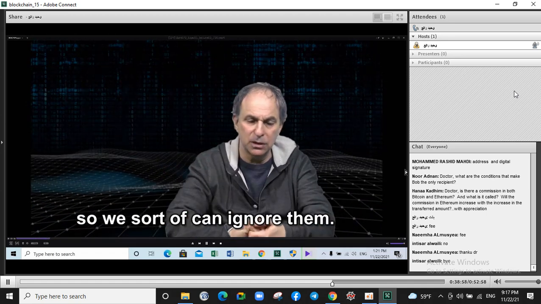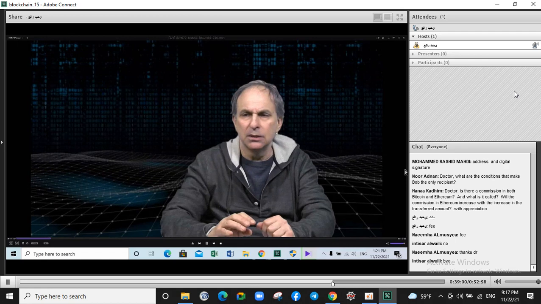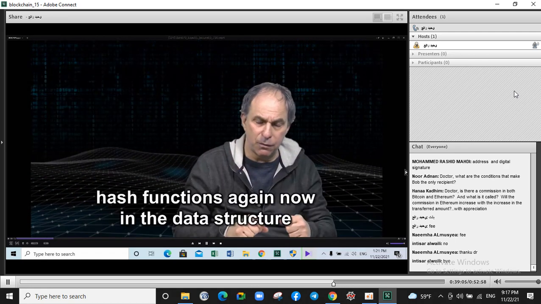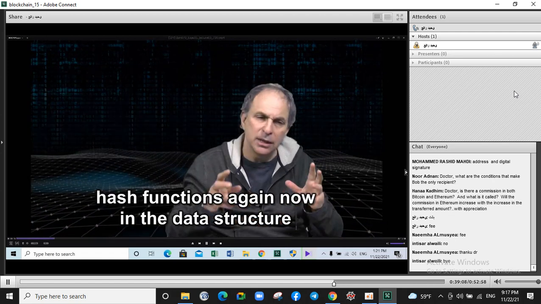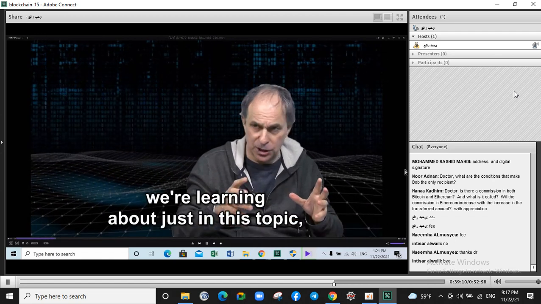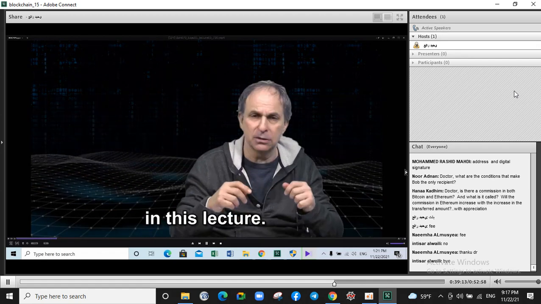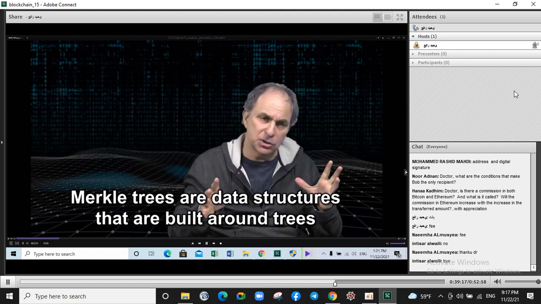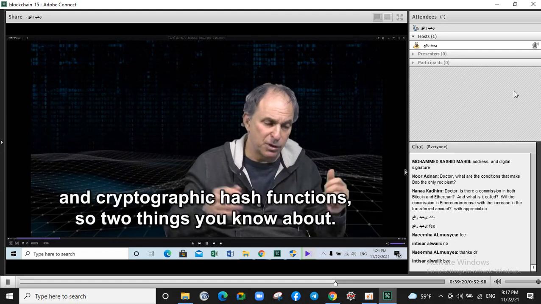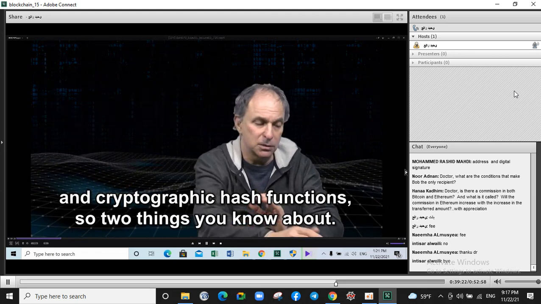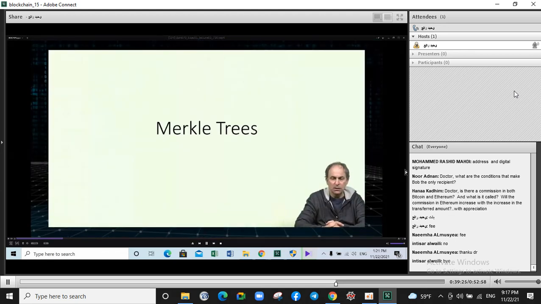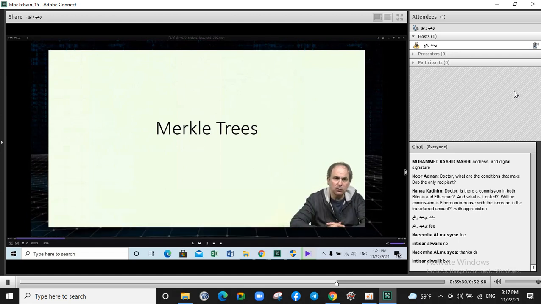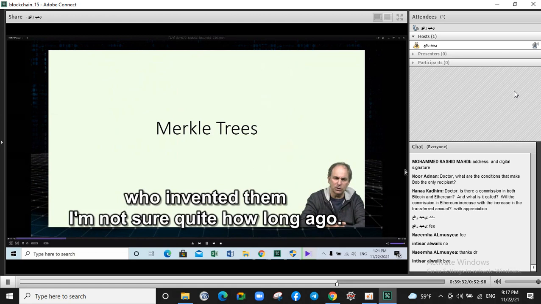We're going to talk about cryptographic hash functions again now in the data structure we're learning about in this lecture. It's called Merkle trees. Merkle trees are data structures that are built around trees and cryptographic hash functions, so two things you know about. Merkle trees are named after Ralph Merkle, who invented them. I'm not sure quite how long ago, I should have looked that up, but sometime before Bitcoin, that's for sure.